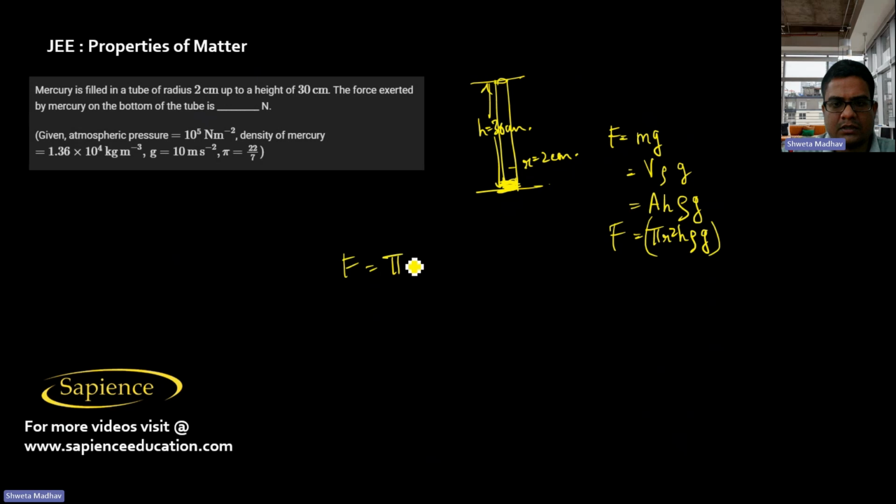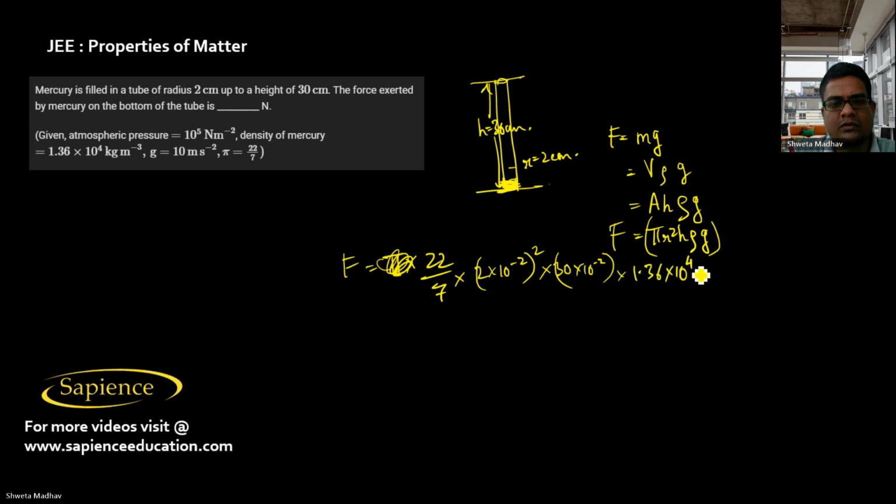The force will be pi into r square. Pi is 22 by 7. We have to take pi into r square, where r is 2 centimeters, so 2 into 10 power minus 2 meter, whole square, into H, 30 centimeters, so 30 into 10 power minus 2 meter, into rho. Density is 1.36 into 10 power 4, into g. g is 10. Okay, and the atmospheric pressure is also 10 power 5.